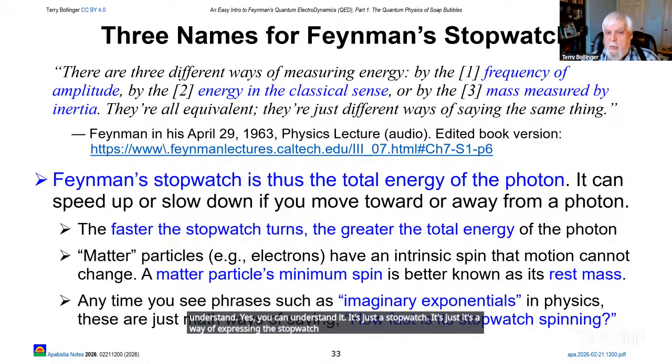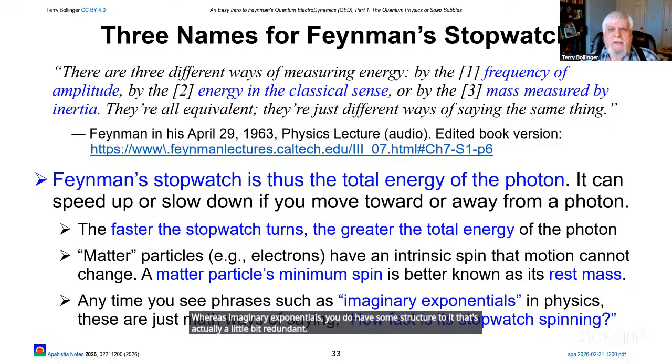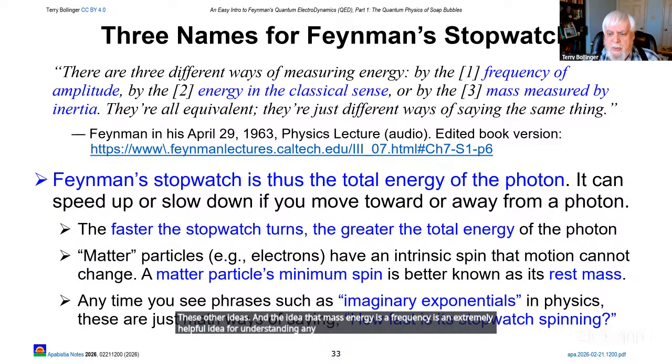In many ways, the stopwatch is even a little more accurate because the stopwatch has no difference about direction. It's completely even all the way around. Whereas imaginary exponentials, you do have some structure to it that's actually a little bit redundant. So don't let the terminology throw you off sometimes. Simple things are often beneath these other ideas. And the idea that mass energy is a frequency is an extremely helpful idea for understanding any version of quantum mechanics. You may express it in complicated ways, but you don't have to have that full understanding to get the concept down.